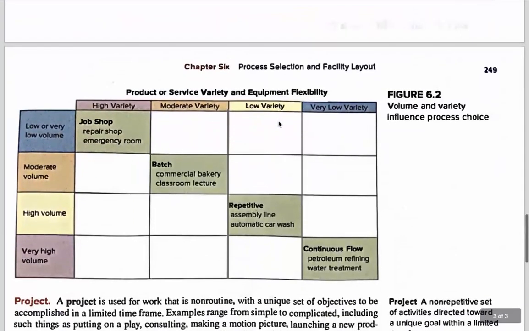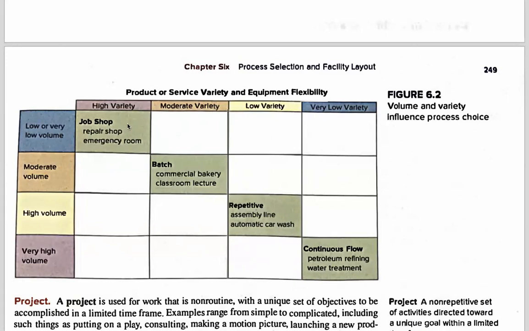Now, here is another matrix that tells how do these processes fit when we compare them for volume and variety. So here in the top row, you see there's variety, and here on the left column, there is about volume. So here's very low volume, moderate volume, high volume, and very high volume. And here is variety. And we want to see that on this spectrum, in this matrix, where we compare volume and variety, where do different processes fit in?